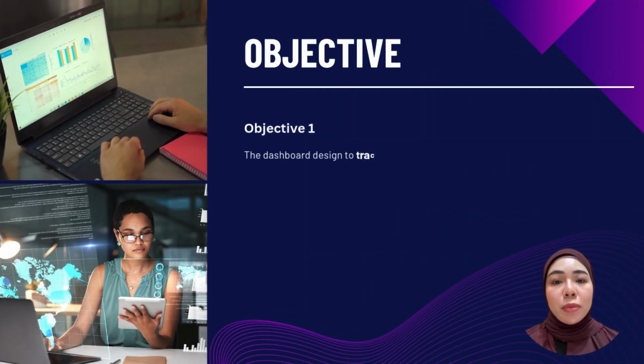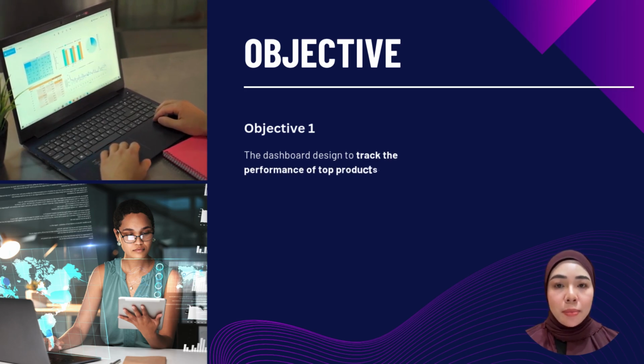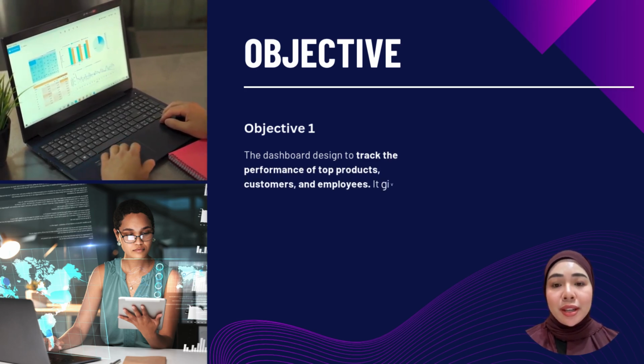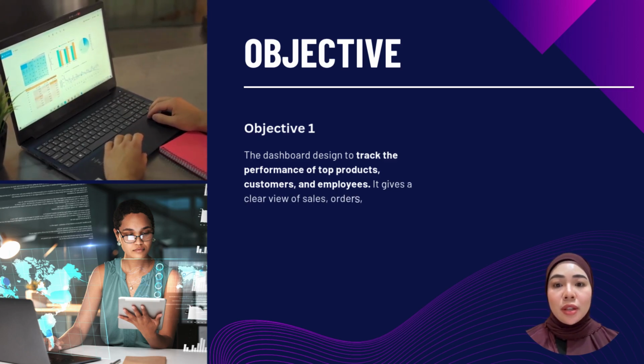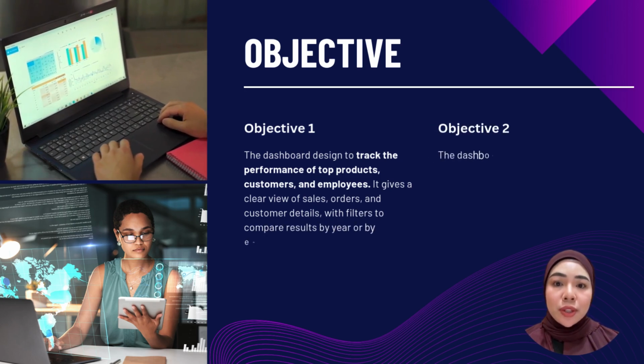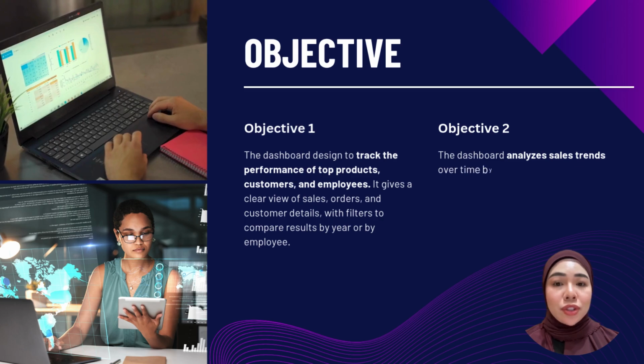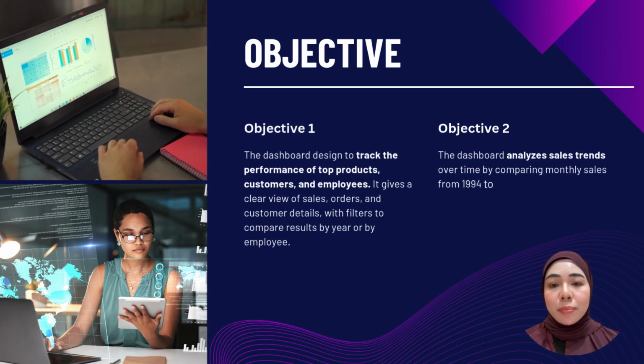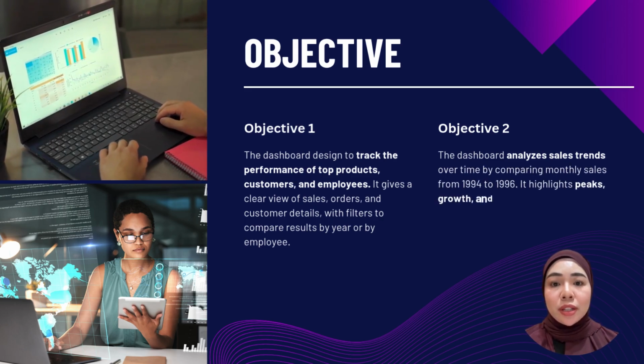Objective 1 is to track the performance of product, customer, and employee. The dashboard shows sales, order, and customer details with filter by year or by employee. Objective 2 is to analyze sales trends over time. It compares monthly sales from 1994 to 1996.